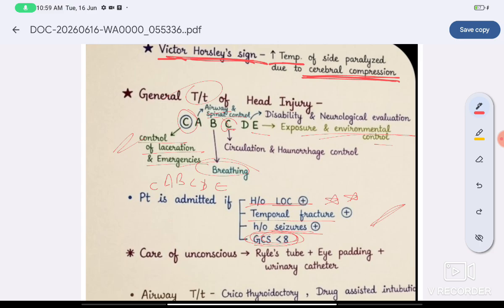Care of the unconscious patient: you have to take care of the patient's feeding, which is done by the Ryle's tube. Urine passage is done by urinary catheter. It is also required for monitoring of the urinary output. Apart from that, there is eye padding.